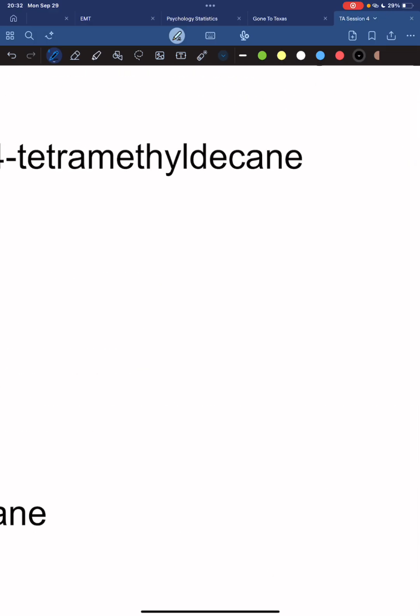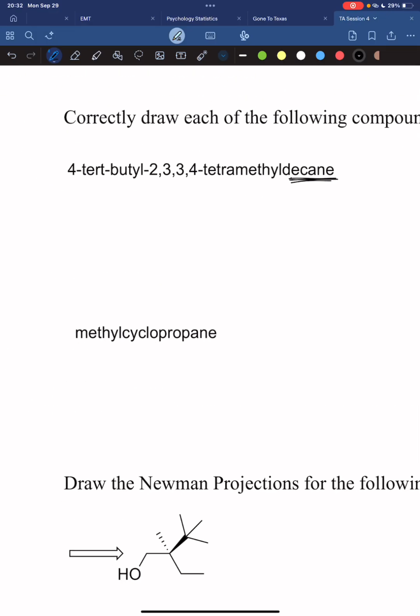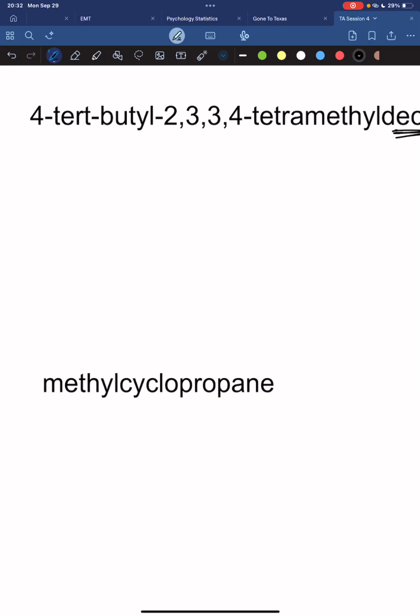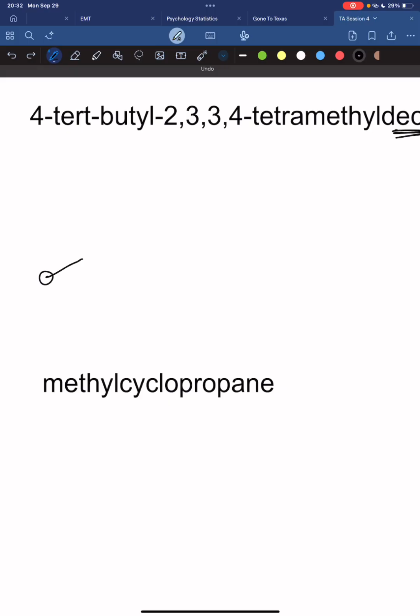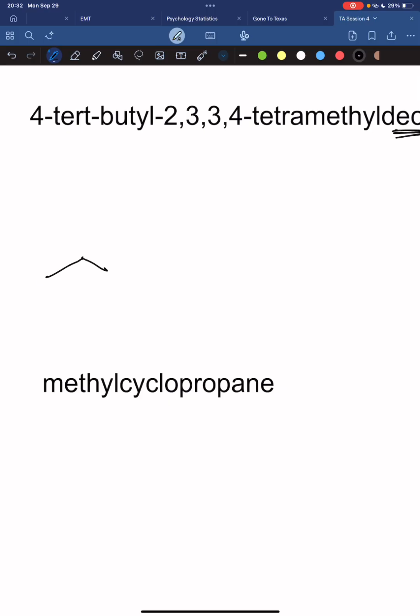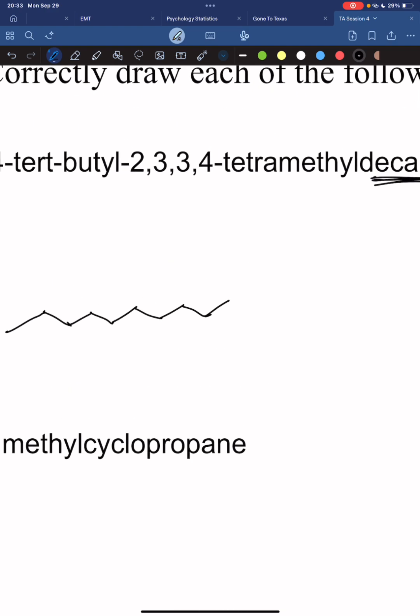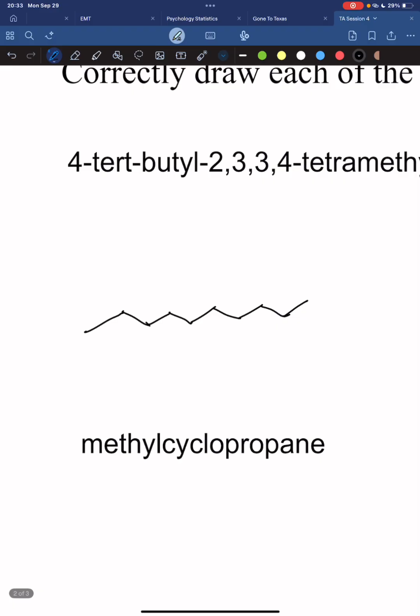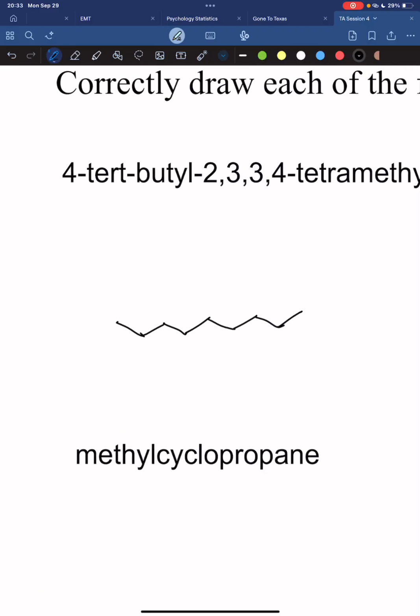So first, our first step is going to be identifying our parent chain. So it's a decane, which means we have 10 carbons. So we have 1, 2, 3, 4, 5, 6, 7, 8, 9, 10. And now we figure it out, right? We can pick a side. In this case, since we're not naming, we can just pick which side we want to start from. I like to think that drawing the molecule from the name is way easier, because in many ways it is.